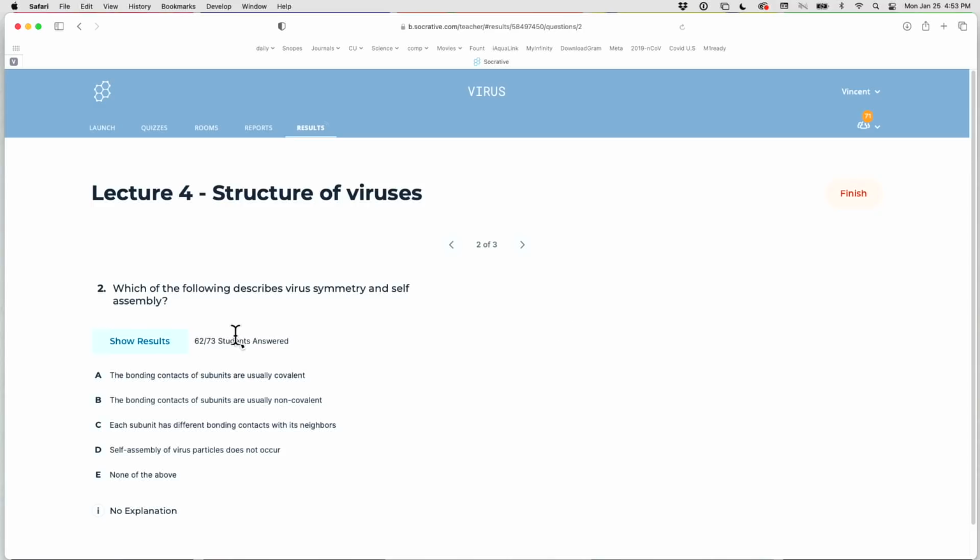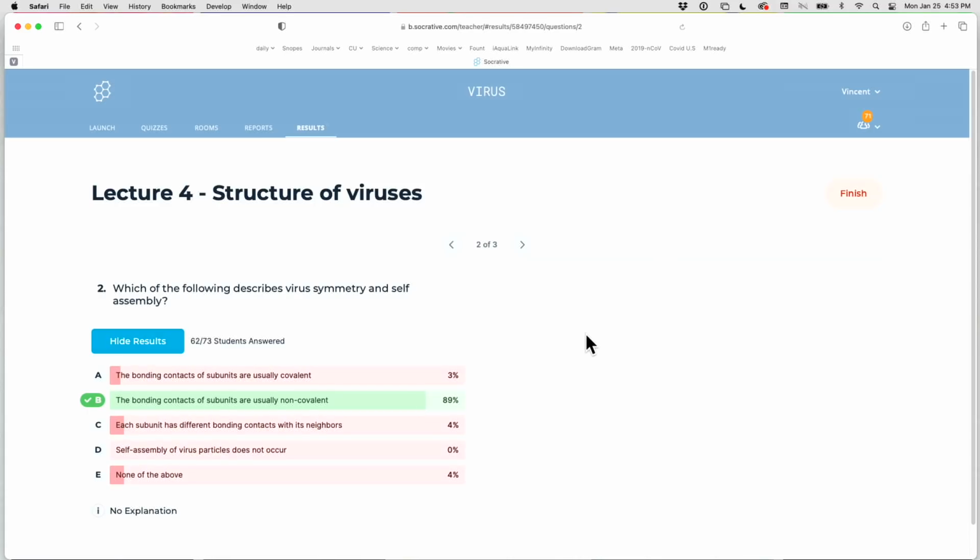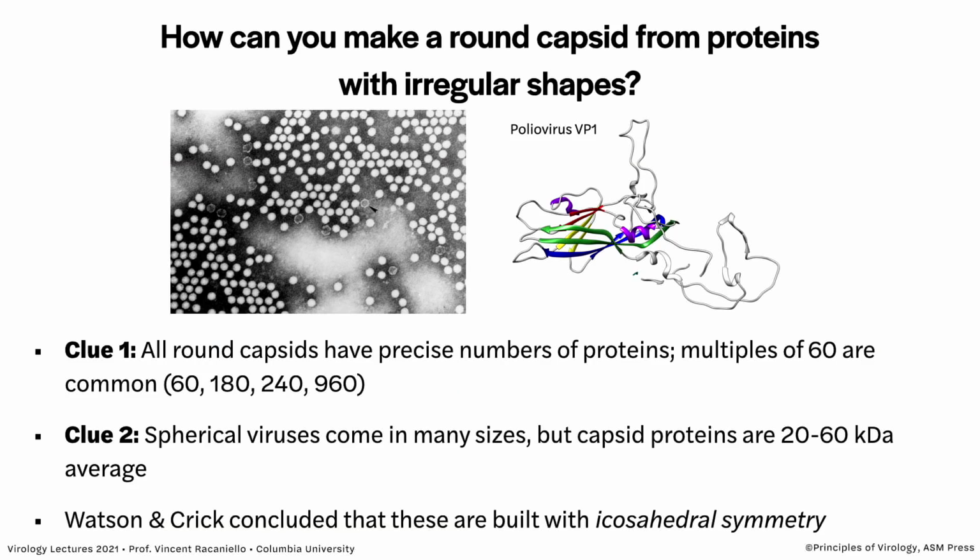All right, what do we have here? Most of you got B. The bonding contacts are usually non-covalent. So they're not usually covalent. Not at all. That's how they come apart. They don't have different bonding contacts. They have, quote, identical, right? Self-assembly does occur. So that's helical symmetry.